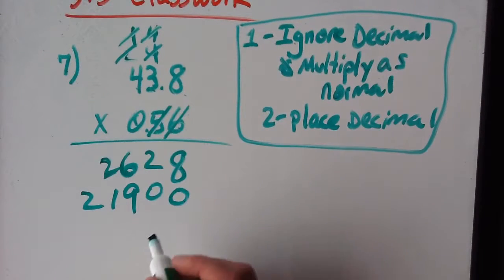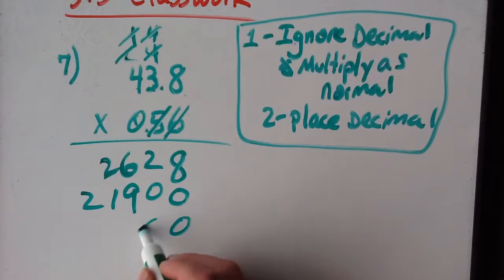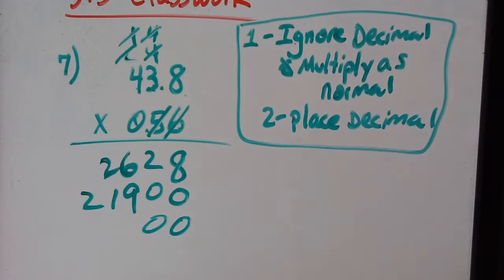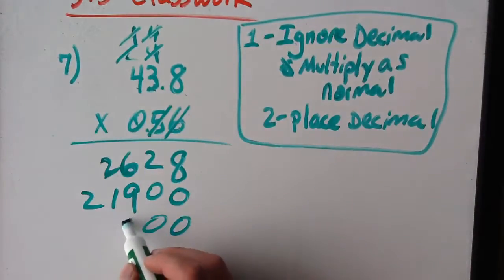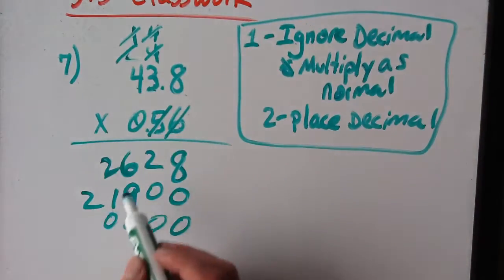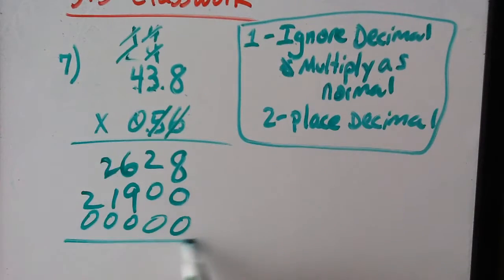Okay, now in my third row, I'm going to add 2 placeholder zeros and multiply as normal. I'm multiplying by 0 now. 0 times 8, that's 0. 0 times 3, that's 0. 0 times 4, that's 0.